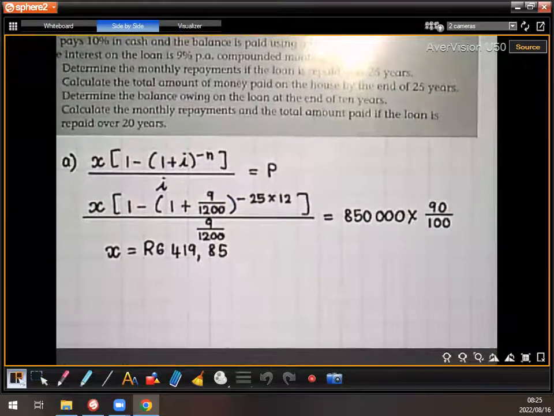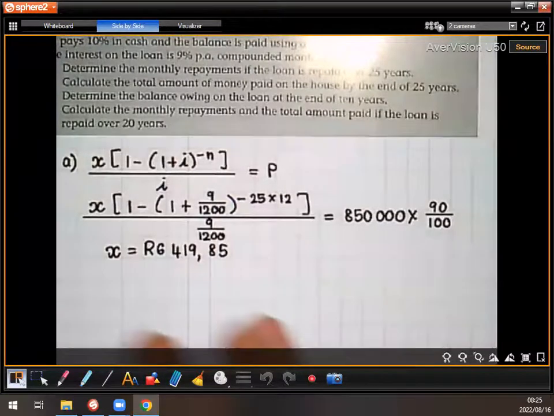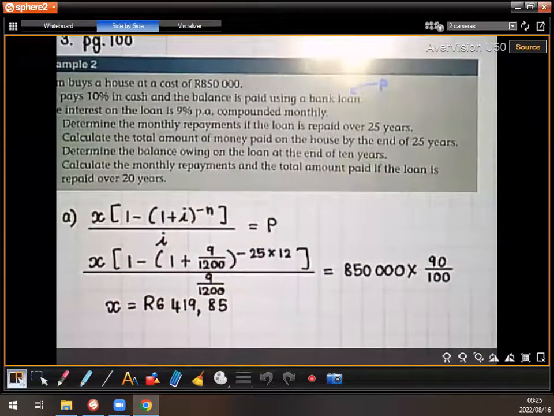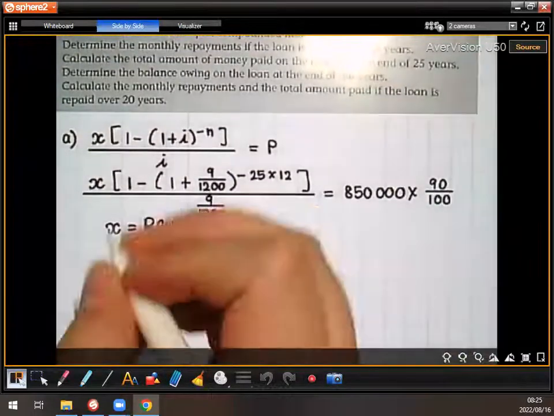Okay, guys, the next one. Calculate the total amount of money paid on the house by the end of 25 years. So we know that the cash price, or the cost price rather, of this house was 850,000. But of course, you paid a deposit and then you paid off the loan, which cost interest. So in the end, he's going to pay more than 850,000. They want to know how much in total Sam is actually paying for the house. So what do we think? How are we going to calculate that?